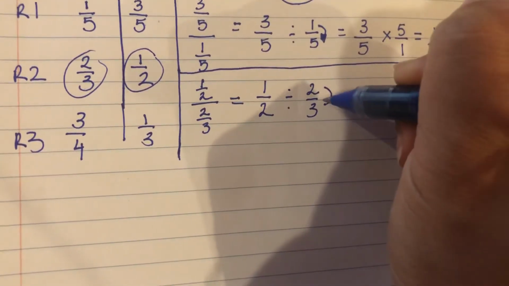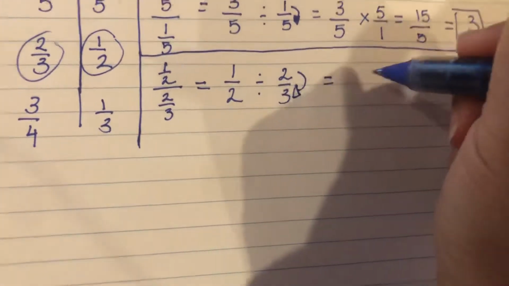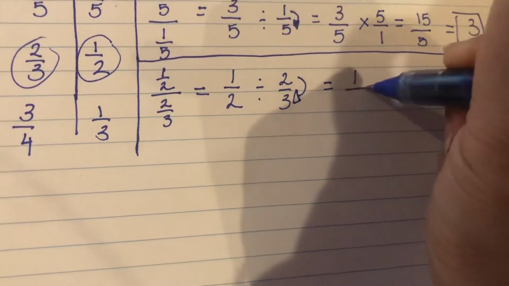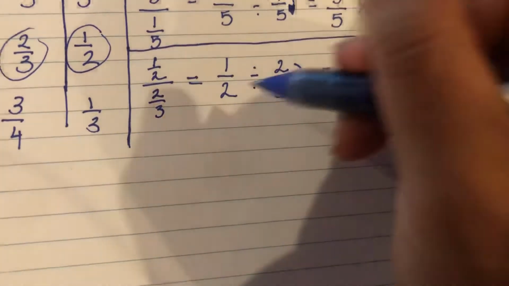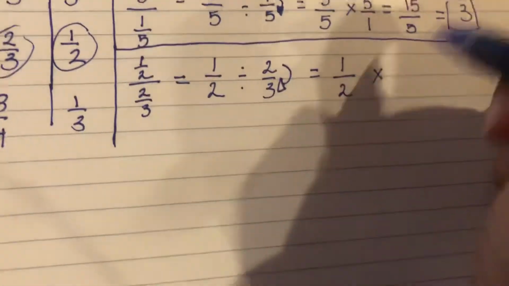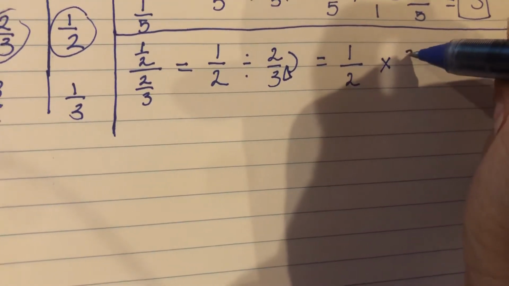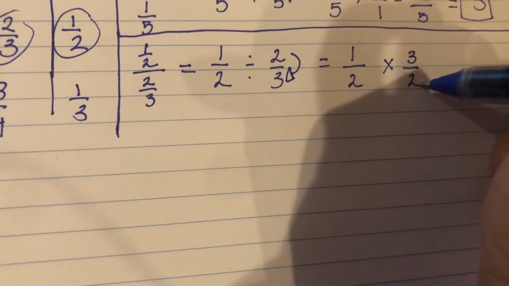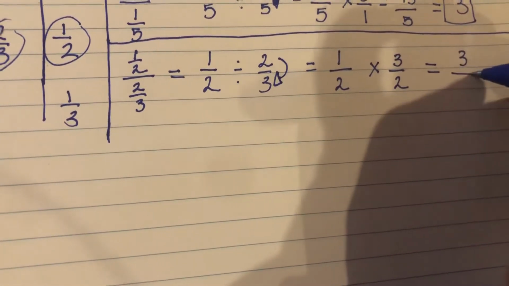Alright, here's my arrow, so I remember that I need to flip this fraction when I change this to multiplication. So we keep the first number, 1/2, change to multiplication instead of division. Now remember, division and multiplication are inverses, so I have to flip the second number. So this becomes 3 over 2. And I get 3/4.